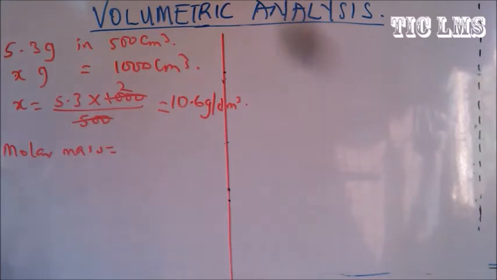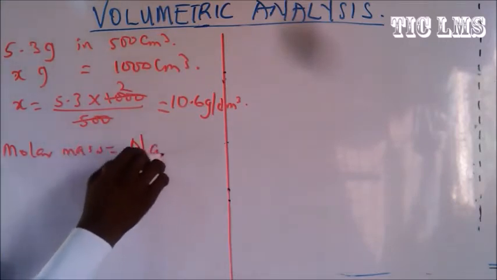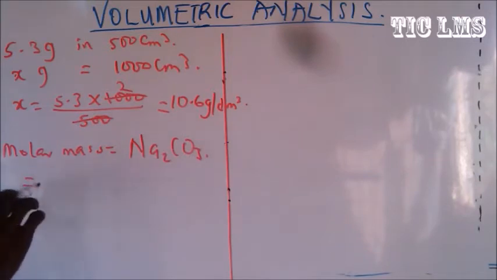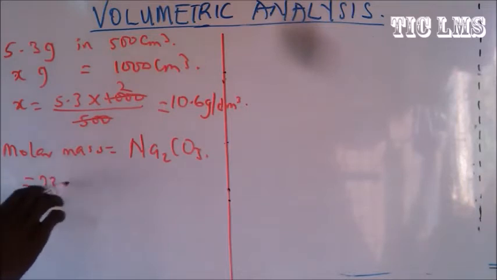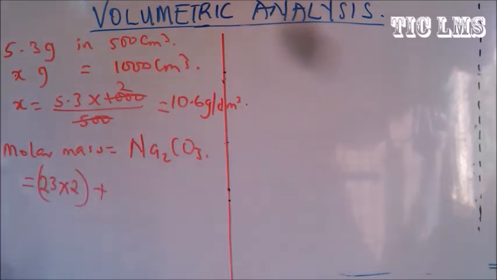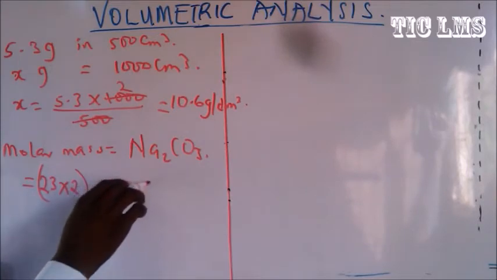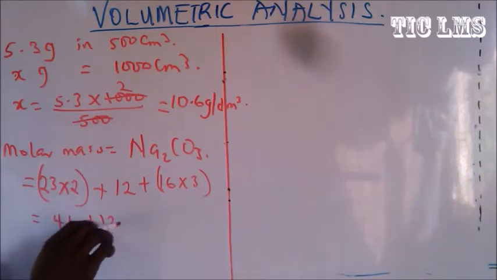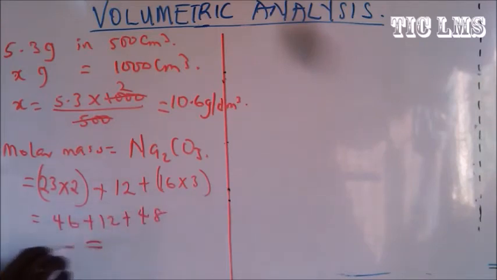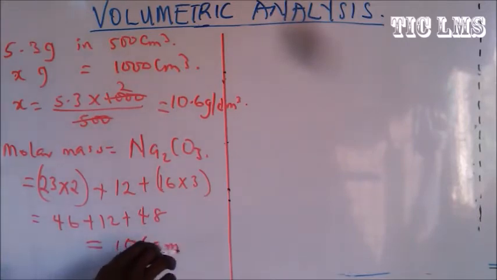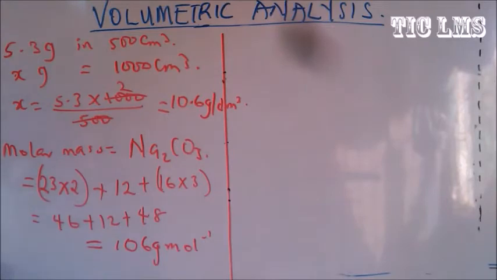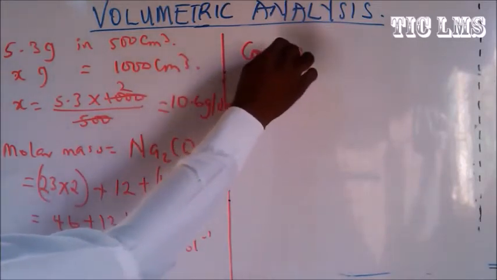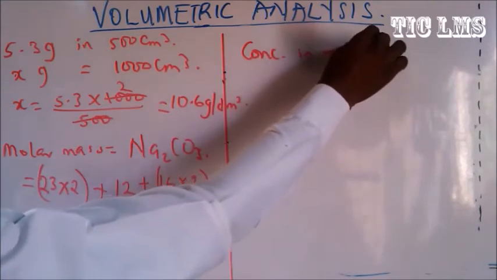Molar mass of our salt, which is Na2CO3. The atomic mass of sodium is 23 multiplied by 2, plus carbon, which is 12, then oxygen, which is 16 multiplied by 3. And so we have 46 plus 12 plus 48, and that gives a total of 106 gram per mole.